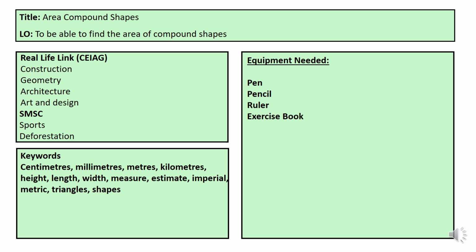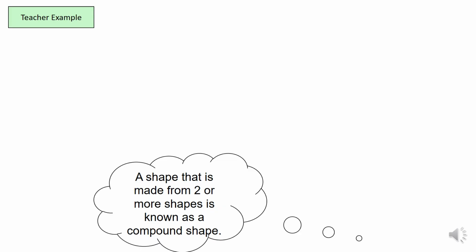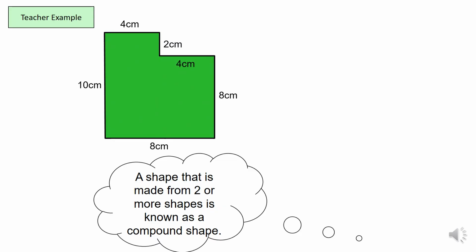Hello students, today's lesson is on area of compound shapes, and our learning objective is to be able to find the area of these compound shapes. Now, real life links, SMSC and keywords remain the same, and the equipment needed for today's lesson is pen, pencil, ruler and exercise book.